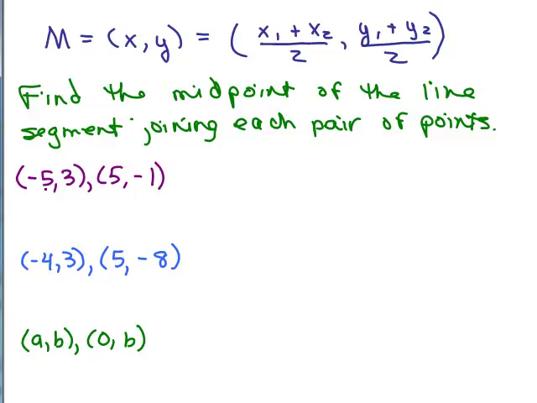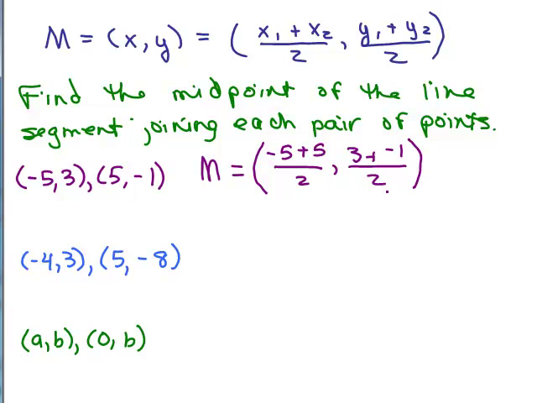Okay, so let's just use the formula. For this first set of points, we know the midpoint is simply the average of the x's and the average of the y's. So we have negative 5 plus 5 over 2 and 3 plus negative 1 over 2. Remember, you're just taking the average. So what does that give me? That gives me 0 over 2 and 2 over 2, right? Which is 0, 1. So that is the midpoint.